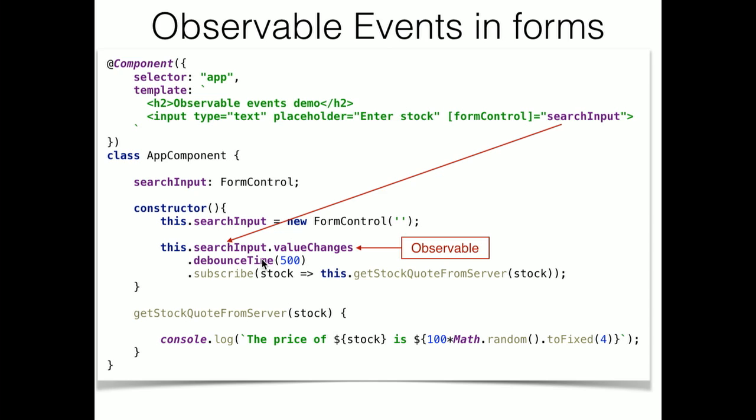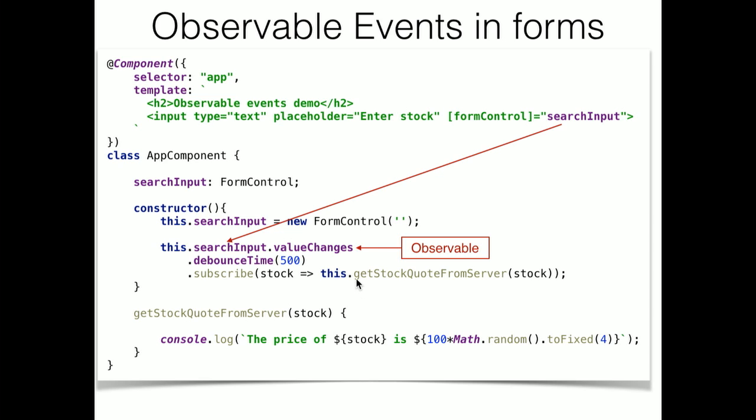push the data. Only if there is an interval of 500 milliseconds, only then push the data. So we will not be sending too many, for example, HTTP requests. And then you say subscribe. When the data comes in, what is the data? Whatever the user typed in that input field, right?